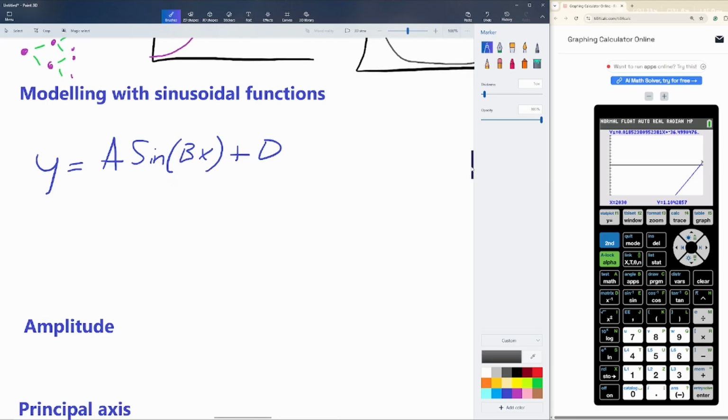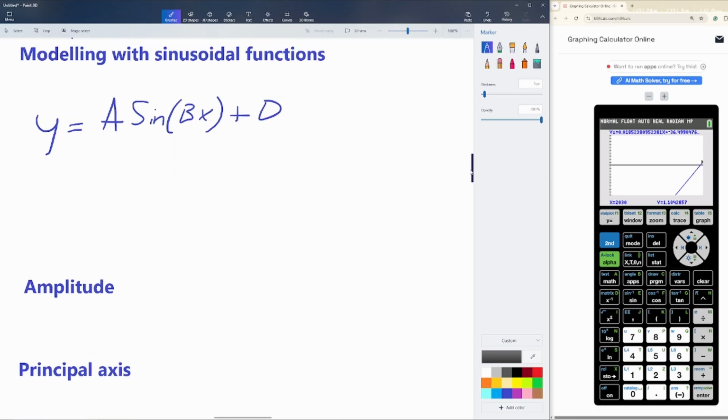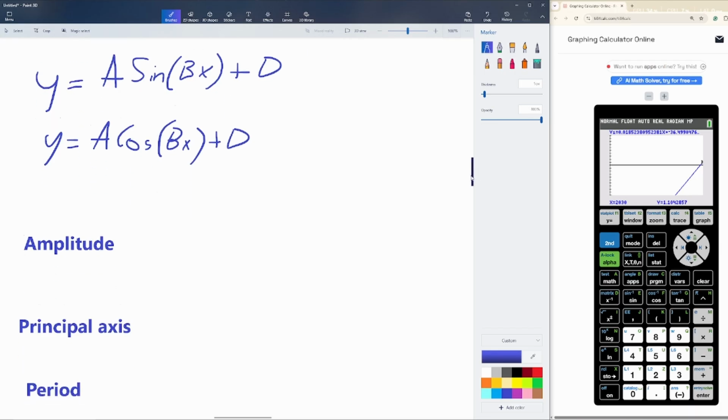So, modeling with sinusoidal functions. This is the main topic that we're going to cover in this episode. Usually your model looks something like this: y equals a sin(bx) plus d. So let's get into it. It doesn't have to be sin. In many cases you will also cover a cos(bx) plus d.